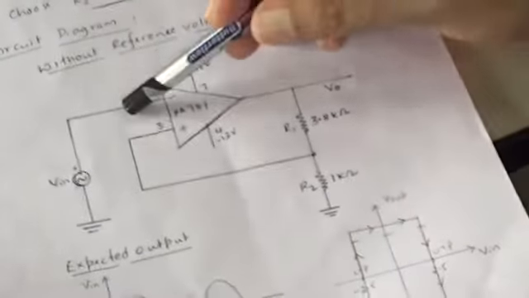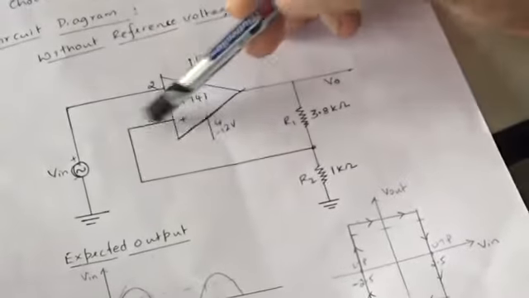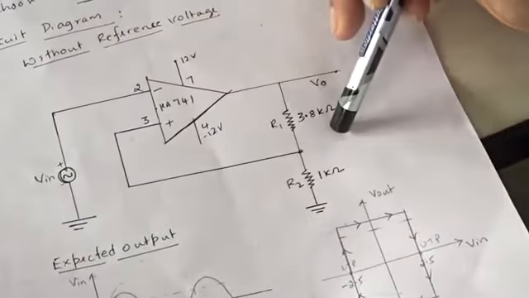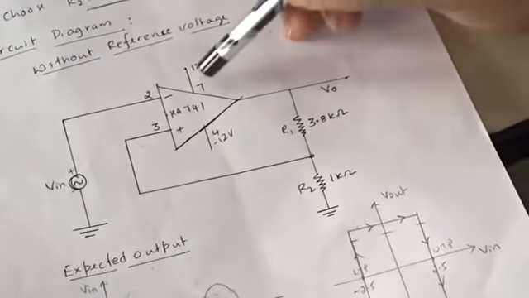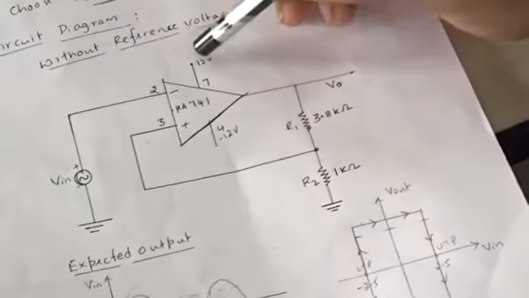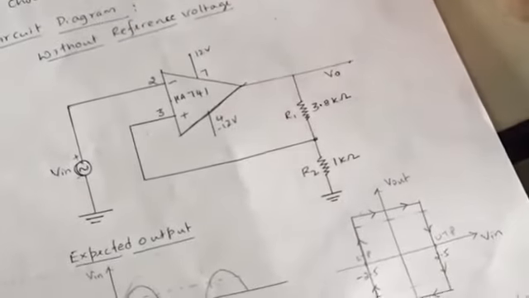The pin number 2 is the inverting input, pin number 3 is the non-inverting input which is given the feedback, and the pin number 7 and pin number 4 are connected to the plus 12 volt and minus 12 volt.